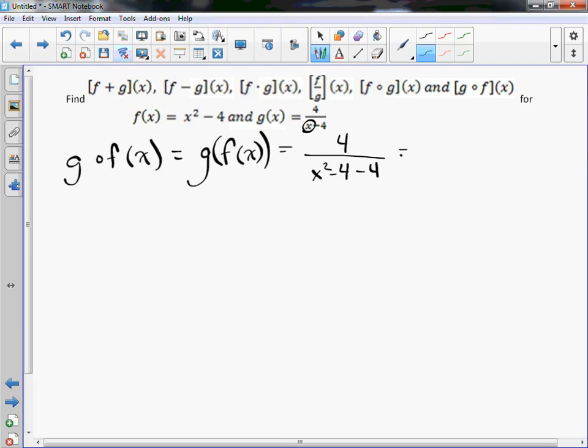That does look a heck of a lot simpler. x squared minus 4 minus 4 is x squared minus 8. And without factoring, we don't have much else to do. And even with factoring, there's not a lot to do there. So that one is finished. So that's a review of operations on functions and composite functions.